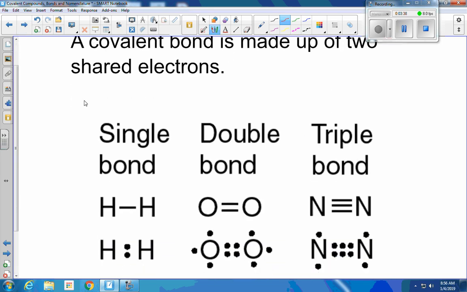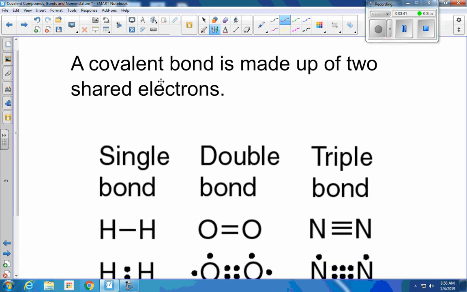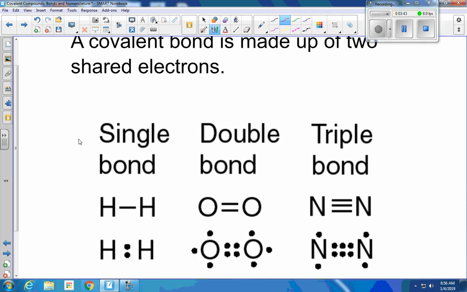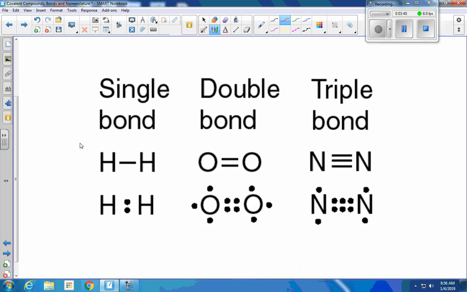Now, yesterday, I had this here. It says a covalent bond is made up of 2 shared electrons. Now, there are 3 types of bonds. A single bond, where you have 2 electrons shared. A double bond, where you have 4 electrons that are shared. And a triple bond, where you have 6 electrons shared. Triple bond here.